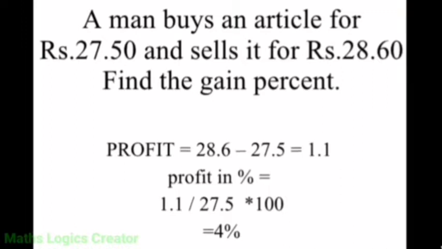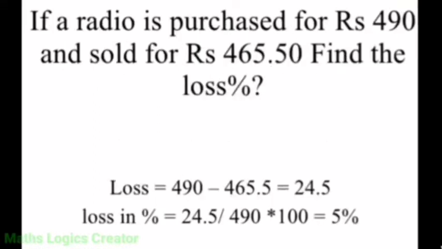So the profit you get in this transaction is 1.1 by cost price 27.5 into 100. The profit percent he's going to get at the end of this transaction is 4%. So try to use this method, and the answer is going to be definitely very easy. Okay, let's get into the second problem.